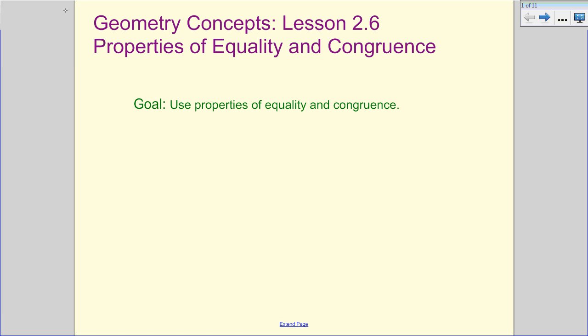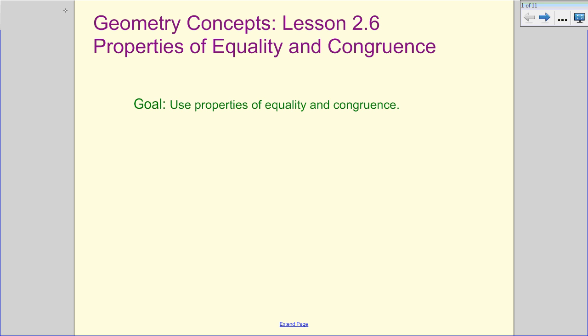All right, we're going to take a look at our lesson in Chapter 2. It's Lesson 2.6. We're going to look at properties of equality and congruence. So your goal is to start using these properties. What you're going to find is that when we get to the algebra portion, you've been using these properties all along. We just weren't really using their names.